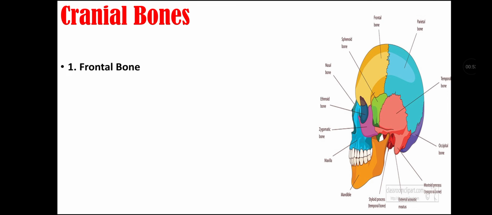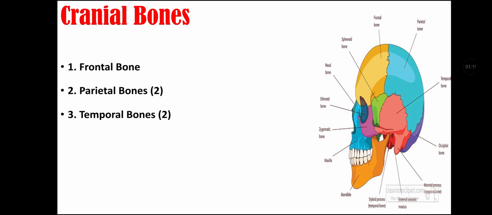So first cranial bone we have is frontal bone. As you can see in the diagram, the yellow color bone in front of the skull at the cranial region is the frontal bone. It is unpaired bone, that means there will be one frontal bone in every skull. Then we have the parietal bone. You can see in diagram the blue color bone is parietal bone. It is paired bone, that means there are 2 parietal bones in every skull.